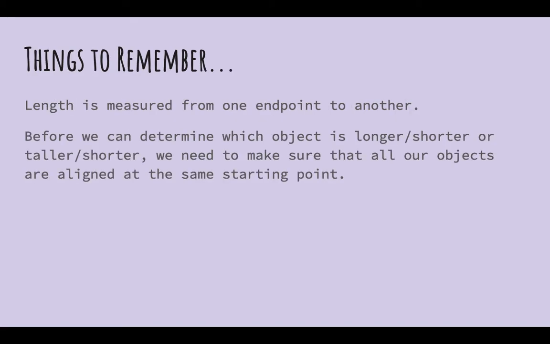Before you start your activity, the things we need to remember are: length is measured from one endpoint to another, and there should always be one standard endpoint. That is going to be our start point, right? They all need to start in the same place. And before we can determine which object is longer or shorter or taller or shorter, we need to make sure that all our objects are aligned at that same starting point. So one endpoint and one starting point.